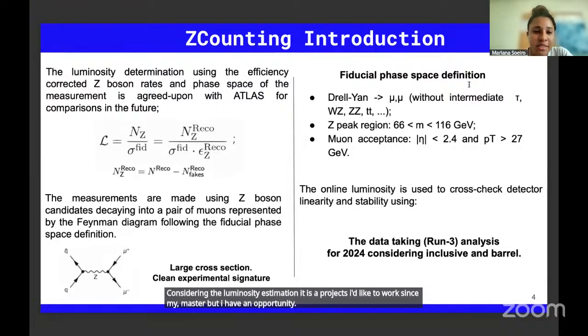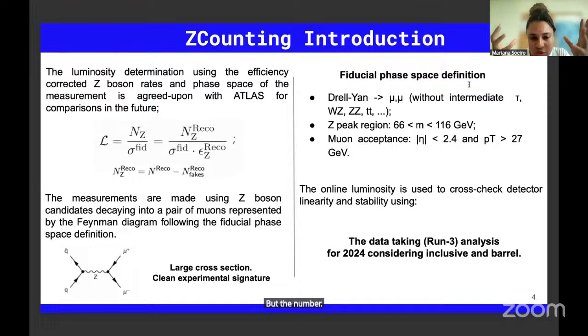Basically, with this method we can work on the luminosity estimation with the number of Z bosons divided by the fiducial cross section, but the number of Z bosons is obviously reduced considering the fakes. We have some fakes in the background part, but we work with the Z in the plus and minus. But we have here a clear experimental signature and a large cross section to work on.